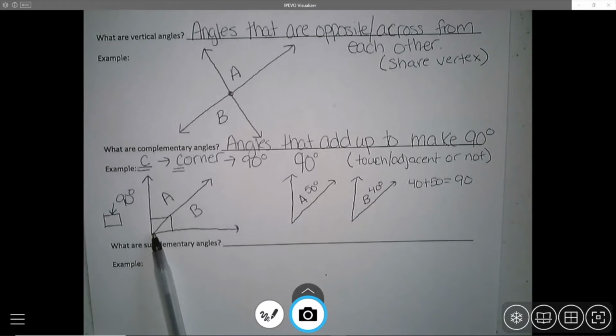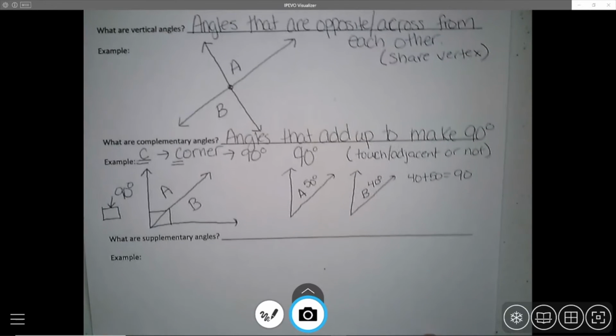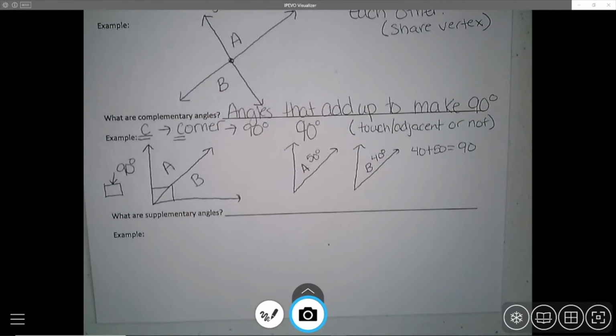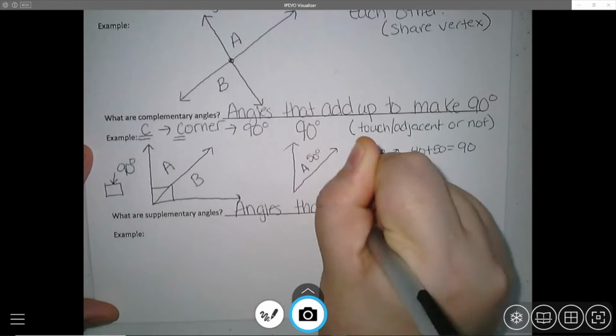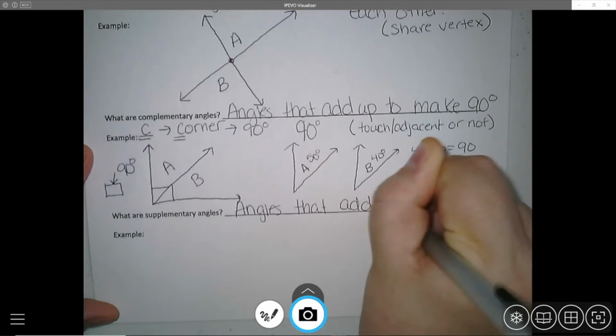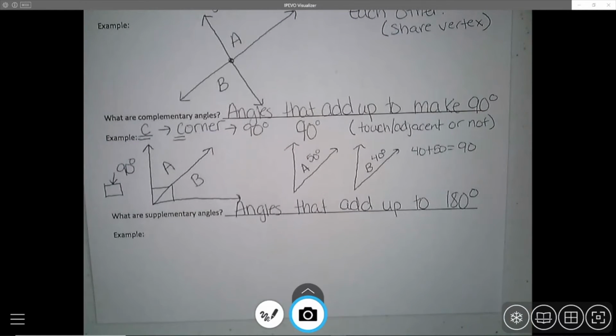Okay, if they are touching and adjacent, either look for the adding to be 90 or look for this box. Okay, and we'll see some other ways later on when we look at some examples. Okay, the last one on this first page is supplementary angles. These are angles that add up to 180 degrees.